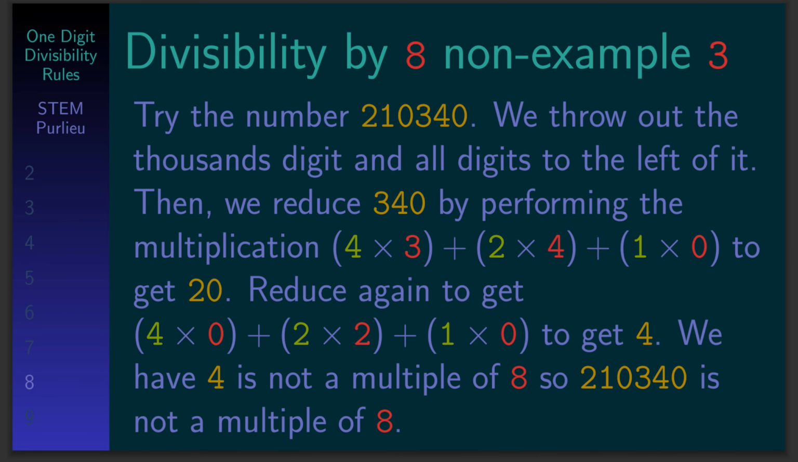Now let's look at the number 210,340. We throw out the thousands digit and all the digits to the left of it. Then we reduce 340 by performing the multiplication 4 times 3 plus 2 times 4 plus 1 times 0 to get 20. Reduce again to get 4 times 0 plus 2 times 2 plus 1 times 0 to get 4. We have 4 is not a multiple of 8, so 210,340 is not a multiple of 8 either.